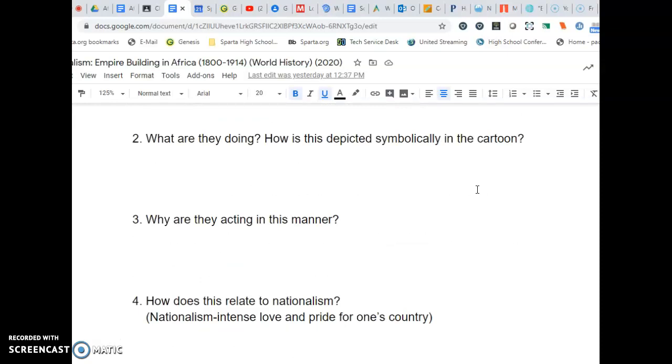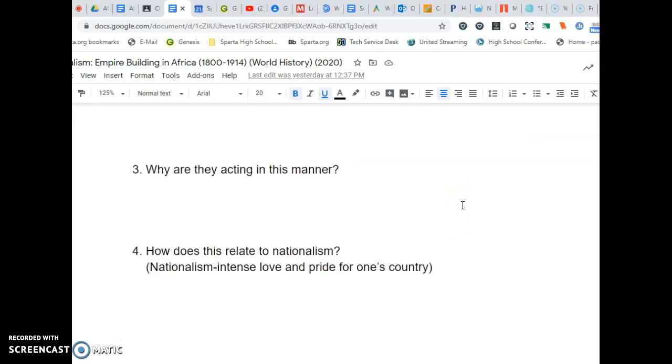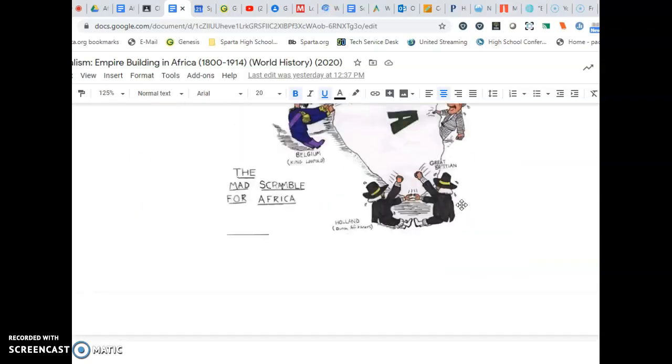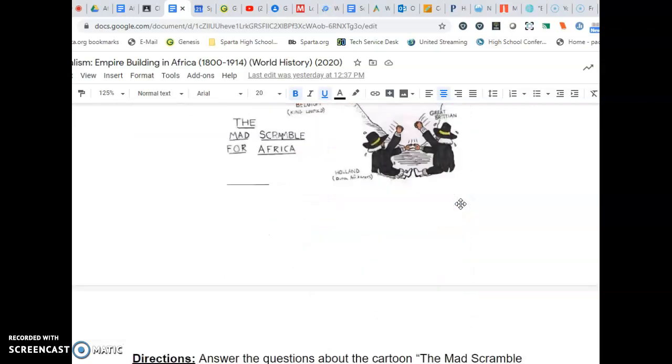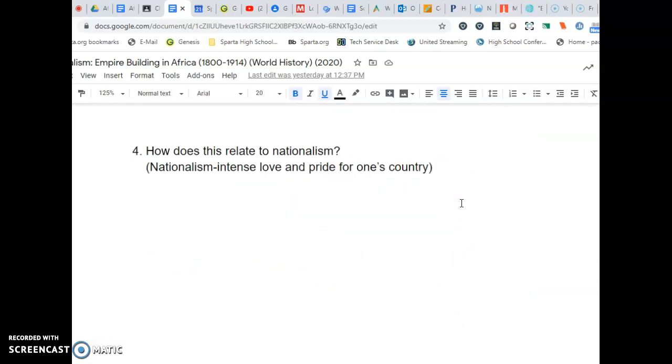How does this relate to nationalism? Nationalism being defined as an intense love and pride for one's country. So you're going to be looking at this cartoon, The Mad Scramble for Africa, and answering these 4 questions.